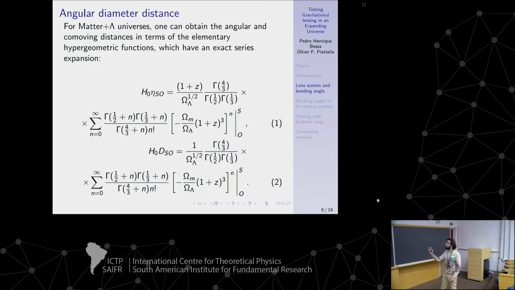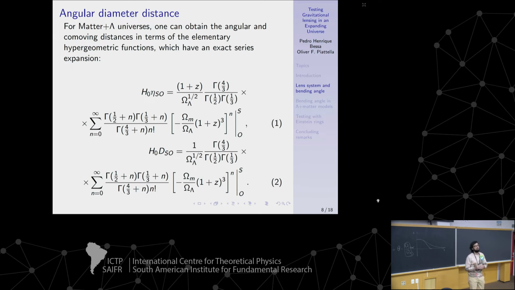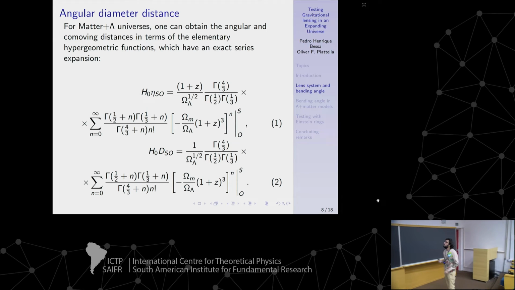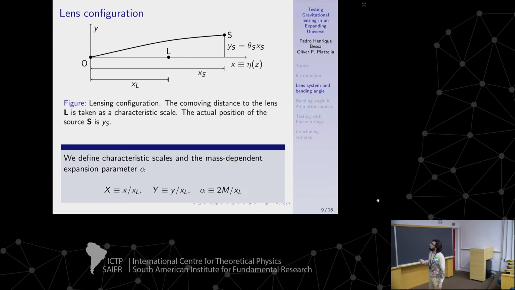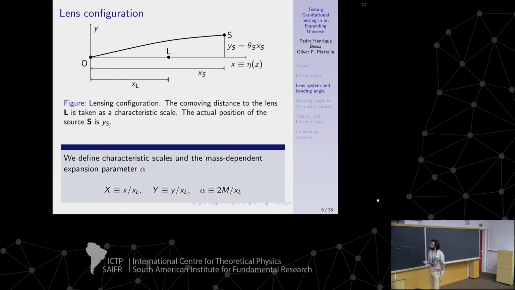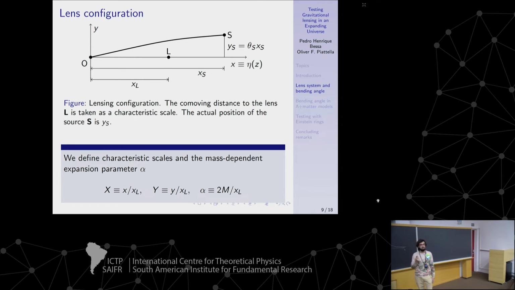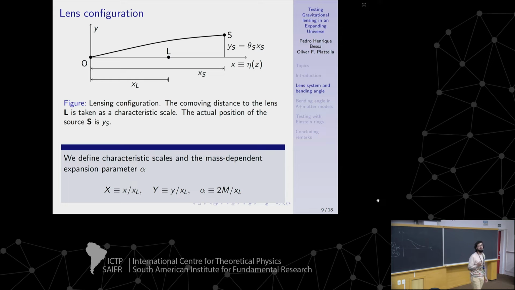So this is what I will be using as my angular diameter distance, which will, of course, appear when I'm trying to calculate the full bending angle. And okay, so this is the lens configuration. My angular diameter distance is given by that expression that I showed previously. I'll define characteristic scales, which will facilitate a lot when integrating the bending angle, which I'll soon define.